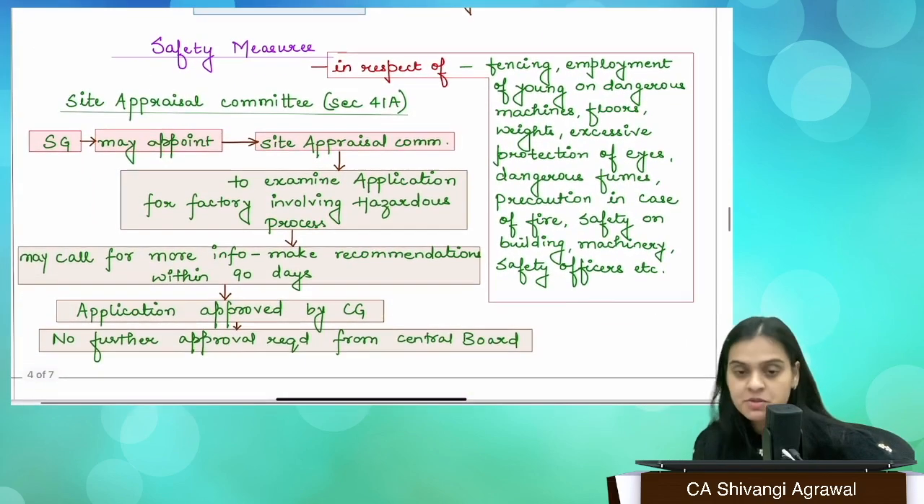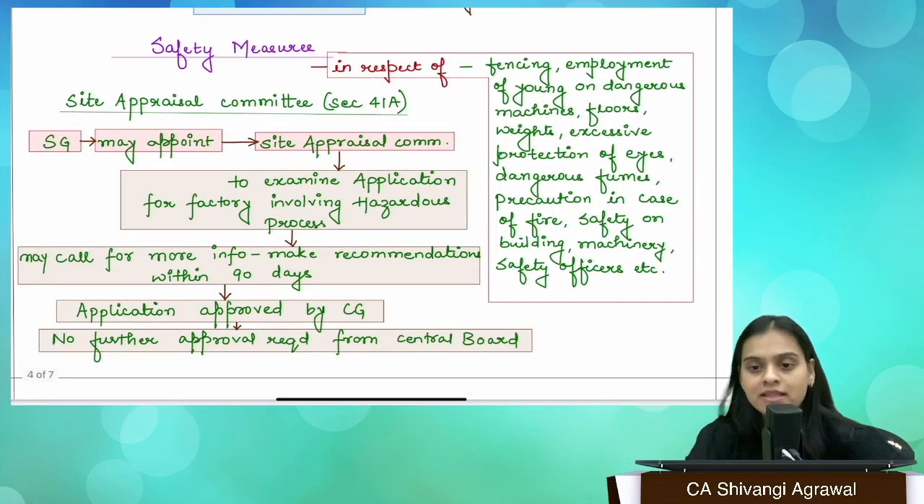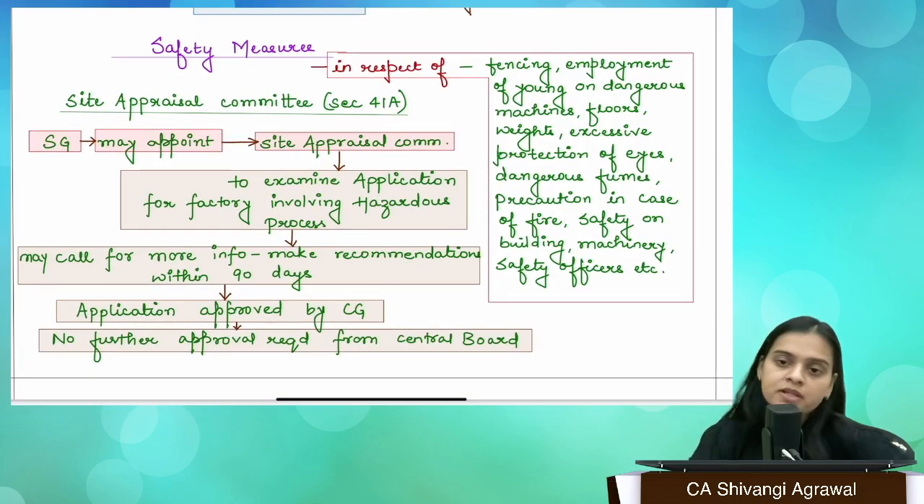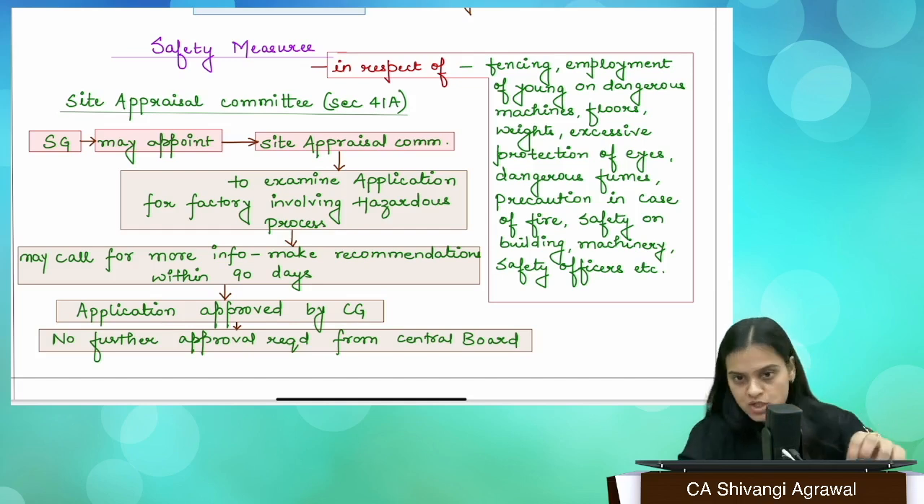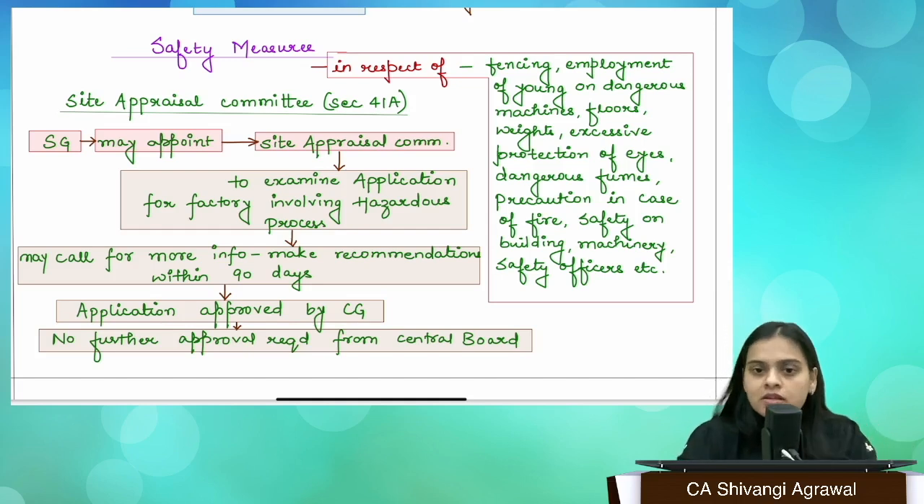Then we have safety measures. We are not supposed to read the safety measures in detail, however, we'll just go through them. Chapter 4 provides for the safety measures. The first one is fencing of machinery. There is a lot of machinery which is moving, in use and in motion, and if you go near it, you could hurt yourself. So it should be properly fenced. The next one is employment of young people on dangerous machines.